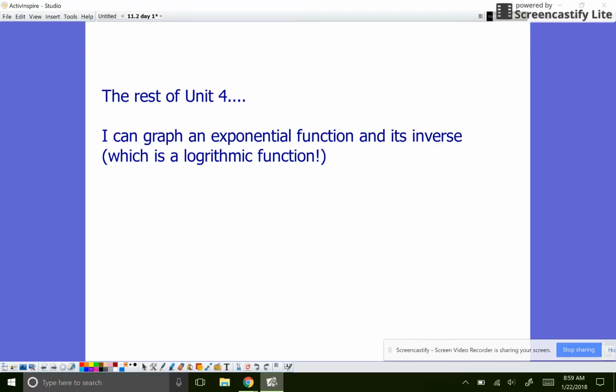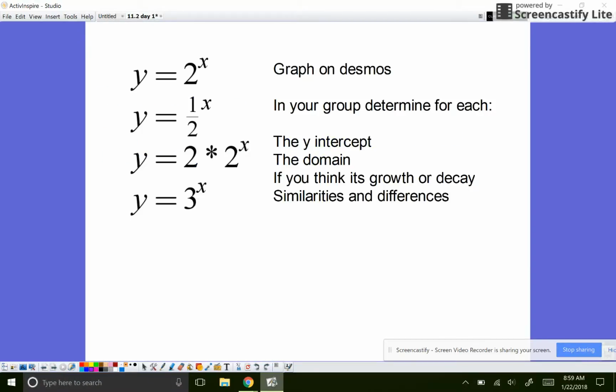So we're going to be talking about graphs of exponential functions and the graph of its inverse, which is a logarithmic function. So that's what you need to be focused on today. I want you to pause this video and graph these on Desmos. It says in your group because I did this in class last year, but if you're with somebody, you could discuss this. I want you to be graphing these, maybe jot them down.